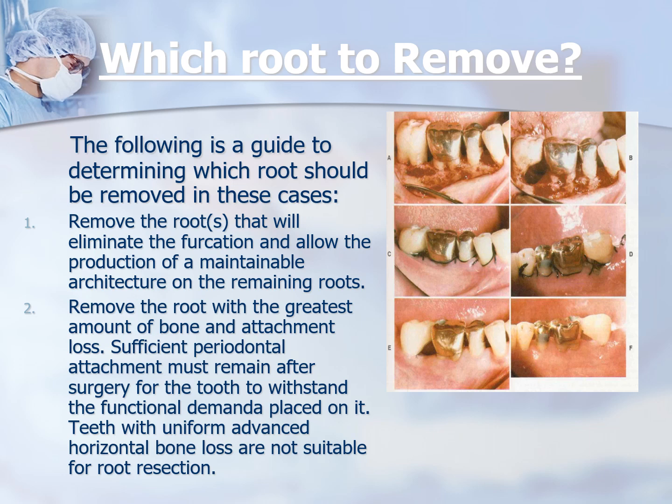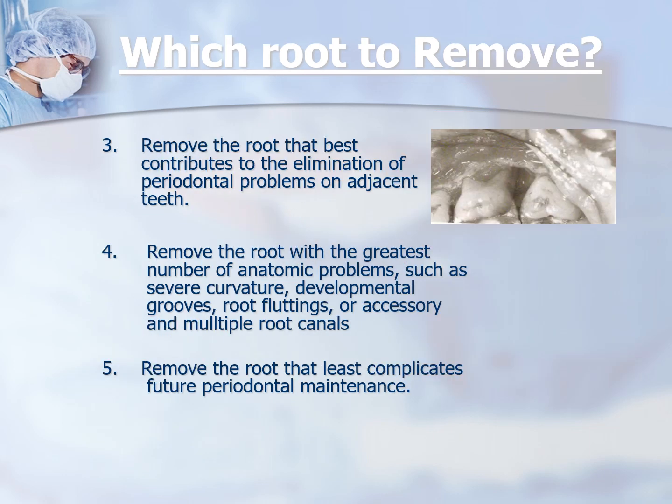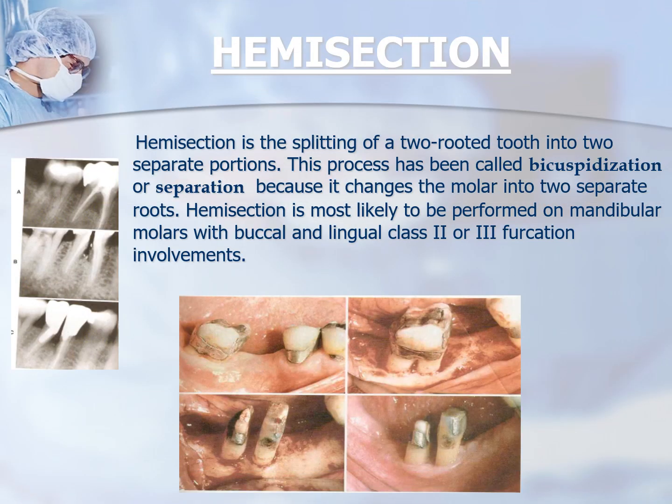This we have already mentioned. Of course, the root where there is less bone present should be removed, and the one where there is good bone support should be preserved. This we have mentioned about the hemisection procedure. You can appreciate in this that the molar is split into two after the intentional root canal and is treated as two separate teeth. Of course, the tooth preparation also has to be different from the regular tooth preparation in these two premolars.